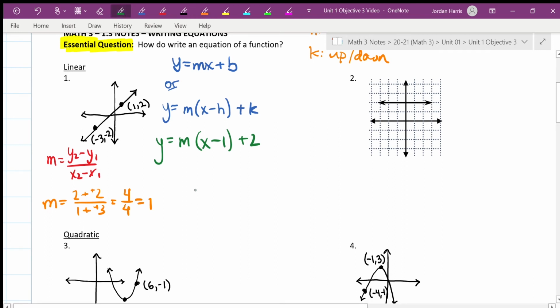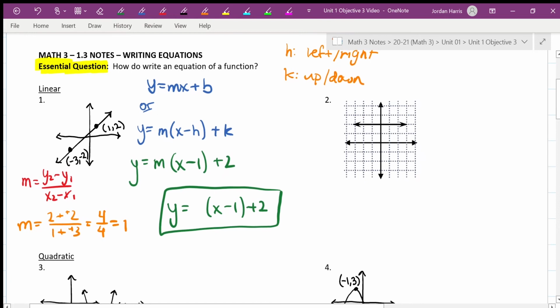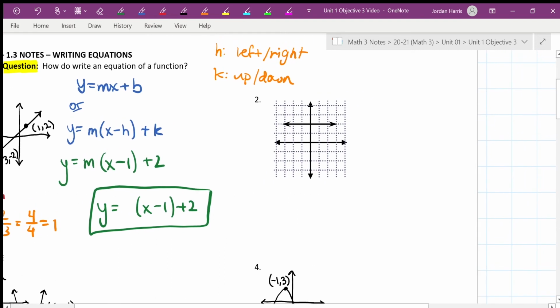So my equation is y equals 1(x minus 1) plus 2, which I would accept. Or, remember, if there's no number, we assume it's positive 1. So either one would be correct. And there you have it. So the h and k with the shift, that's kind of the new part. The slope, we had to count before anyway. This is a special case.